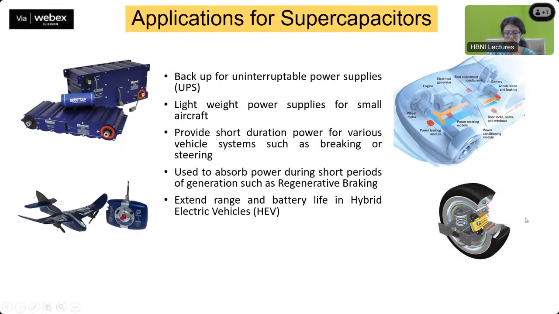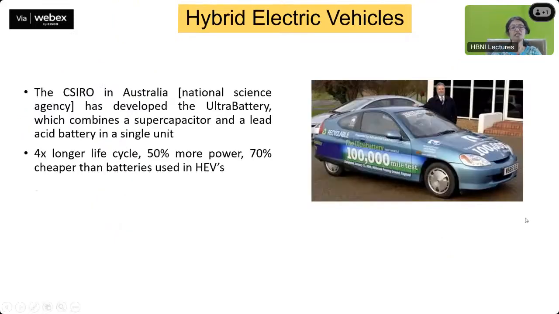And then for the hybrid electric vehicles, CSIRO in Australia, the national science agency, has developed an ultra battery which combines a supercapacitor and a lead acid battery in a single unit. So it has almost 4 times longer life cycle. It has 50% more power and is 70% cheaper than batteries which are normally used in hybrid electric vehicles. So supercapacitors have a lot of application in hybrid electric vehicles.